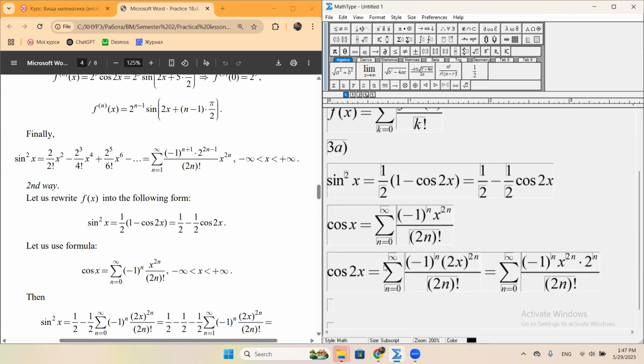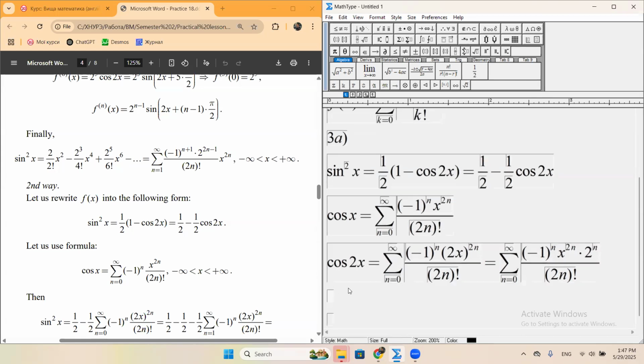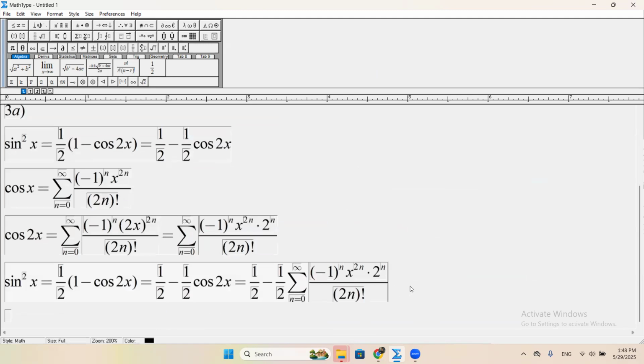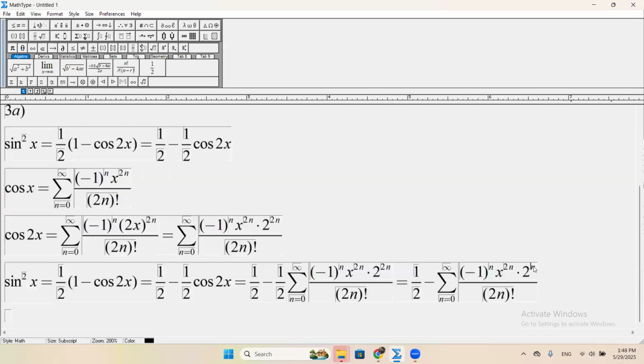So now let's write down the initial function. So sine of square of x, so this function will be equal to the following. So 1 over 2 minus 1 over 2 multiplied by this expression. And also I can write down 1 over 2 minus the sum, so here will be 2n minus 1.